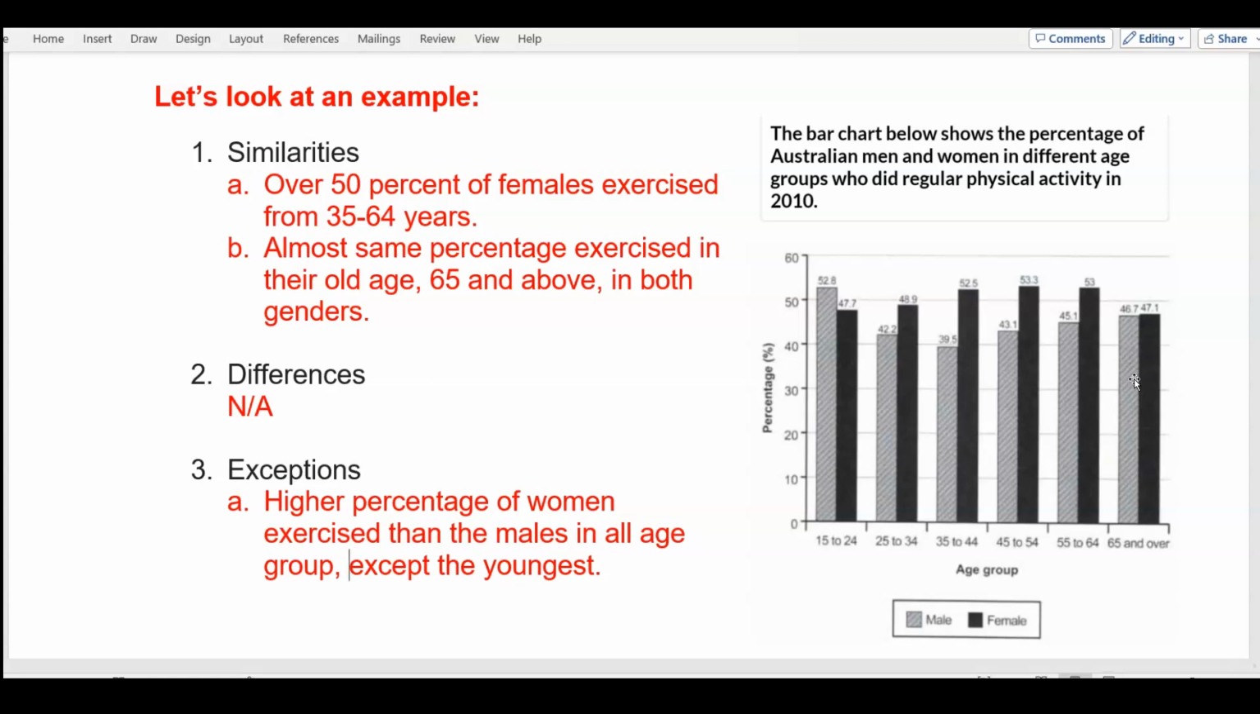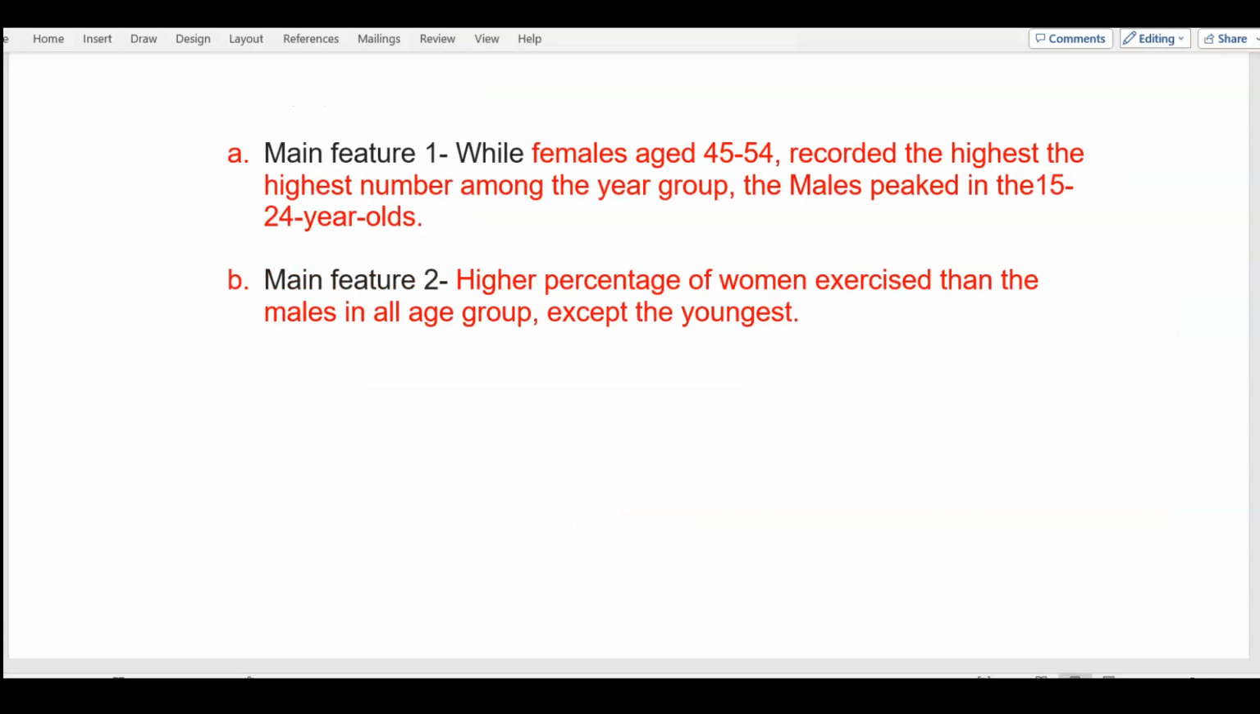So you can see that these simple questions would help us to get the main features that we need. And this is for static graphs. Simple questions like what are the differences, what are the similarities, what are the exceptions, what is the highest, what is the lowest. These simple questions will help you to get the answers that you need in static graphs.